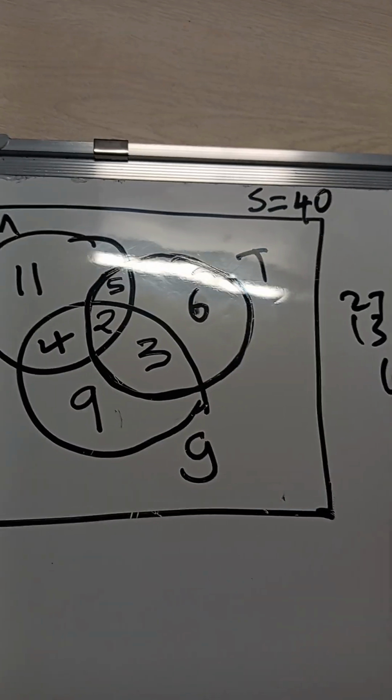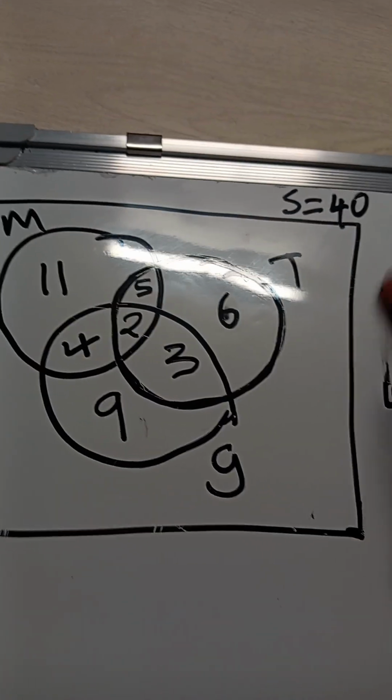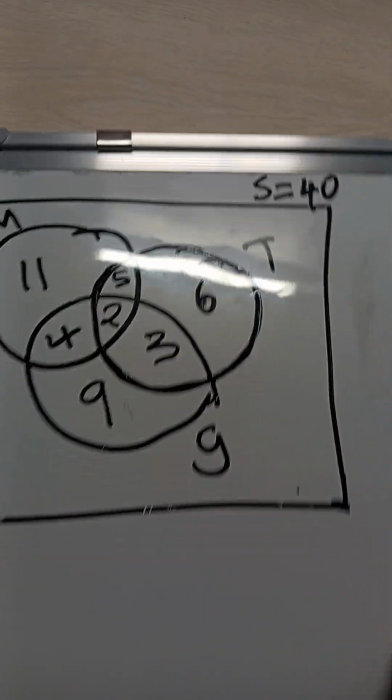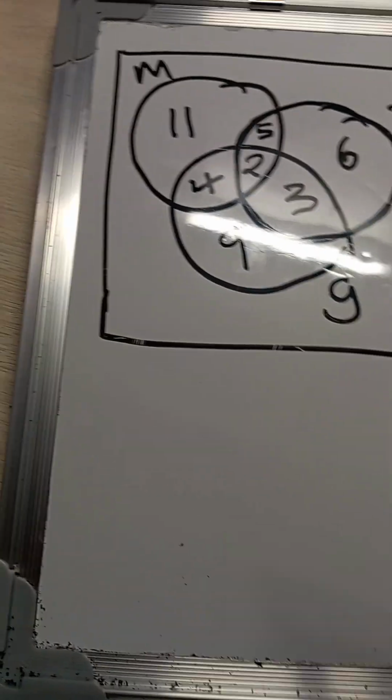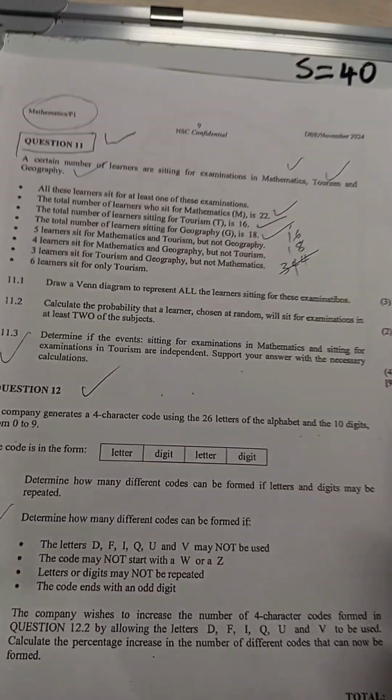27, 13, 0. Yeah, so it is 40. So the sample that we have now is 40. Okay, because I couldn't take that number, because now you're going to get a different answer. Since we drew a Venn diagram, you're fine.